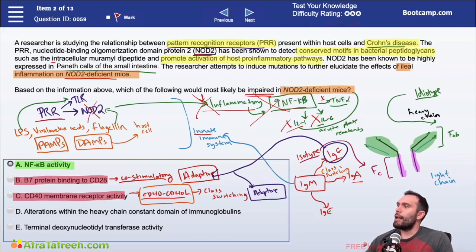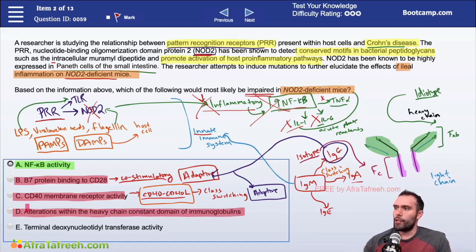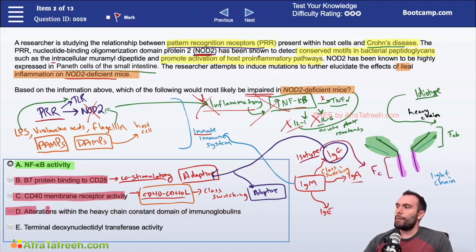All right, if we look at option D, this is really along the same lines as option C. It sounds complicated: alterations within the heavy chain constant domain of immunoglobulins. What does that mean? It's just what we just said. Here's the heavy chain, this black line. Here's the constant domain. If I change the constant domain, I end up with IgG, IgA, IgE, some different form of the immunoglobulin. So this would not be the correct answer for the same reasons, because it would have to do with class switching, adaptive immune response.